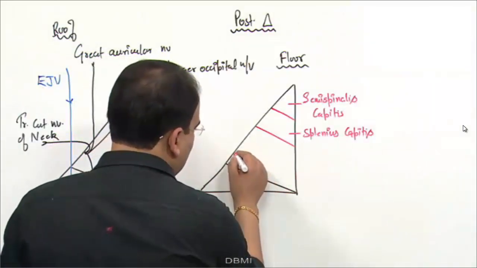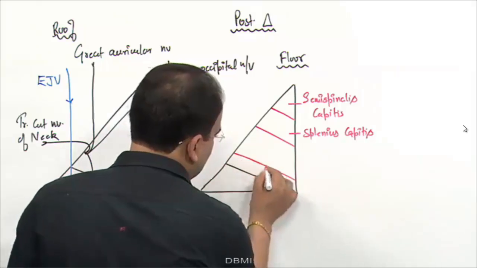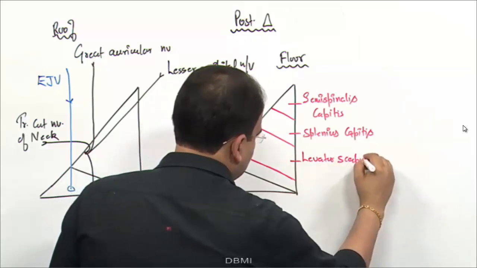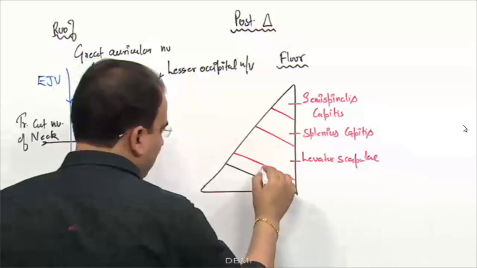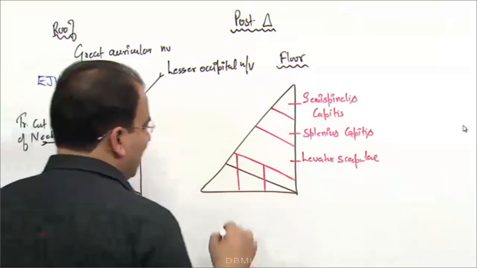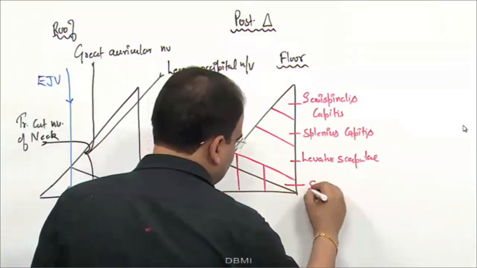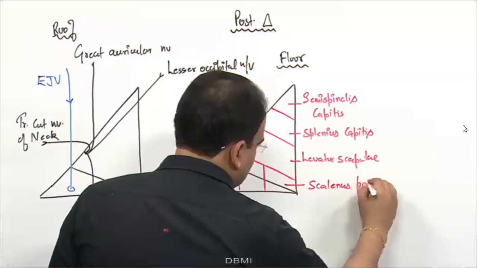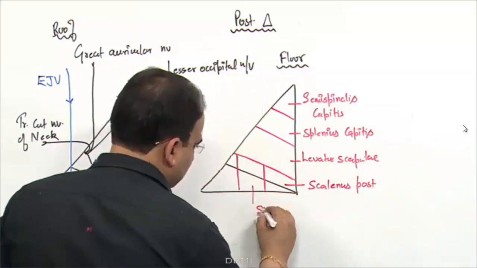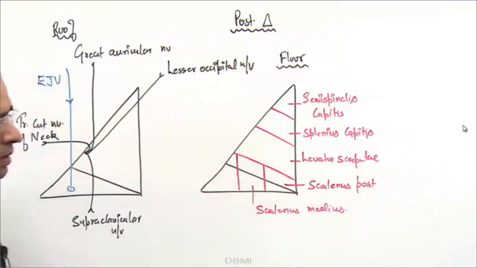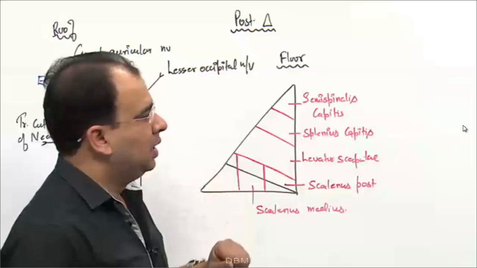Then we have this major contribution by the muscle, that is levator scapulae. And then we have these scalene muscles also forming, that is scalenus posterior and scalenus medius. These are the muscles which are forming the floor of the posterior triangle.